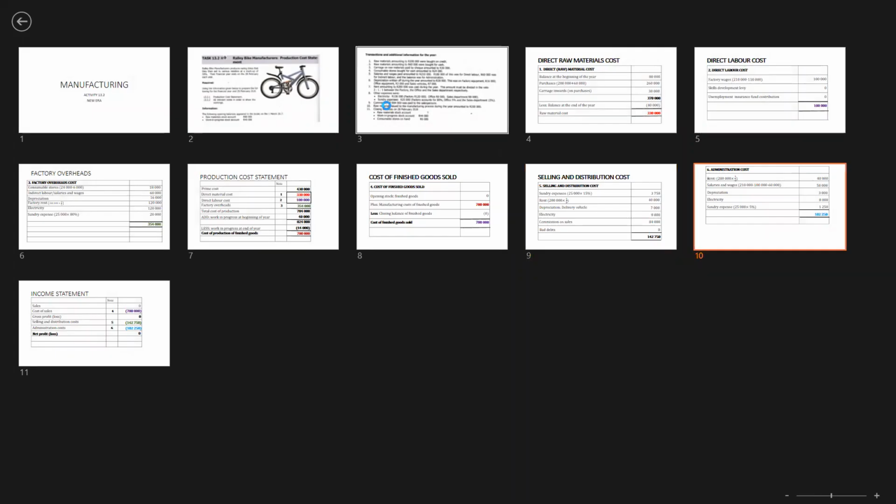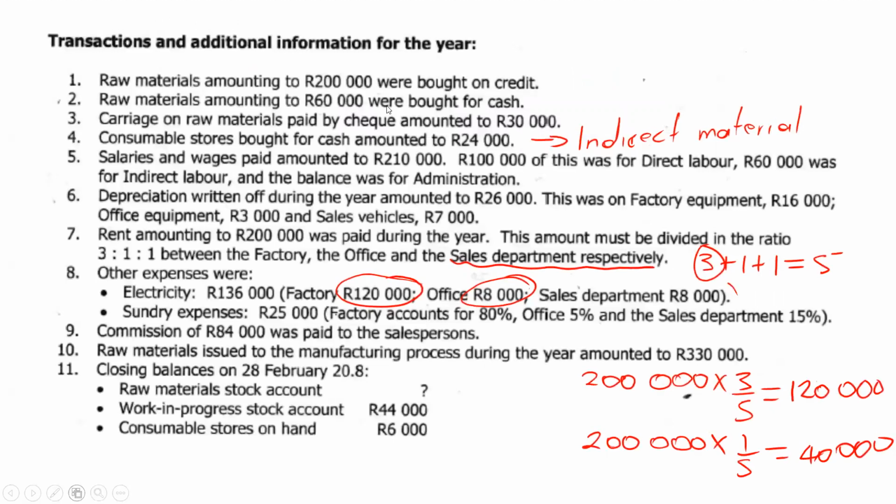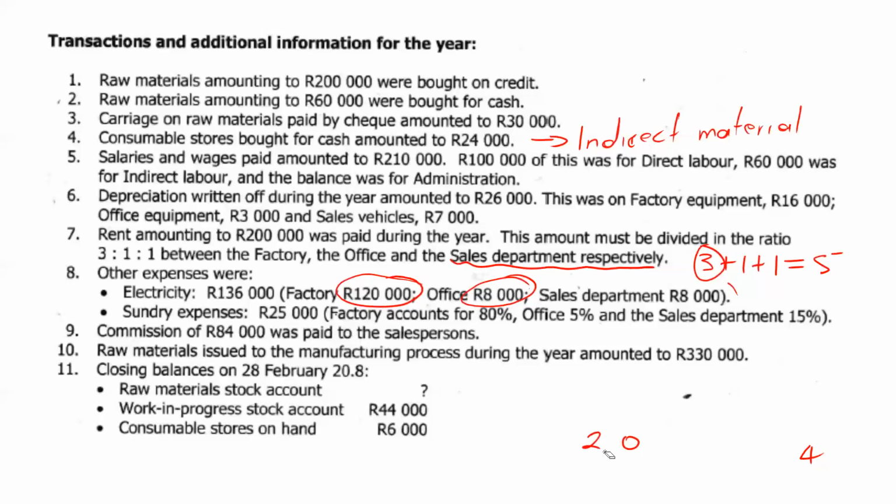Moving right along. Then they said sundry expenses amount to 25,000, but 80% of those sundry expenses will go to the factory, 5% will go to office, and the other 15% will simply go to the sales department. Now, how do we record that? You will simply take the 25,000 rand and multiply it by 80%. So 80% of this will go to the factory, and because it's sundry expenses that relate to the factory, it qualifies to be indirect, and therefore it will be recorded under factory overheads.